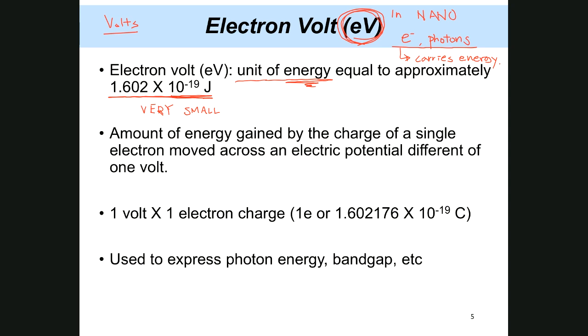So it is the amount of energy gained by the charge of a single electron moved across an electric potential difference of 1 volt. So if a single electron travels across a 1 volt potential difference, since there is a potential difference, this electron will gain energy. And that amount of energy is equivalent to 1 electron volt. So it is 1 volt times 1 electron charge. This unit is used to express photon energy, electron energy, band gap, and many other concepts. When we explain optoelectronic energy conversion, photovoltaics, a lot of these energies are expressed in electron volts, not in volts.